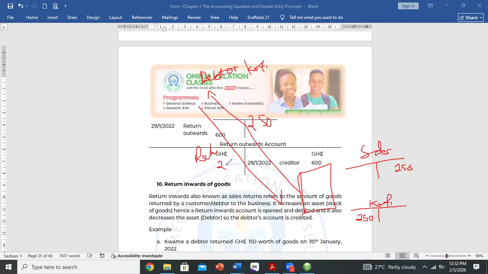The simple interpretation is that Kofi will no more owe us what? 250. It has to reduce because he's returning goods to us. That's where we say the debtor, an asset, will decrease. So we credit that account. If asset is decreasing, we credit 20. And so when we credit 20, it will decrease the 250 to 230. Then we need to decrease our what? Our sales, because our sales cannot be 250 because the person has brought back 20.